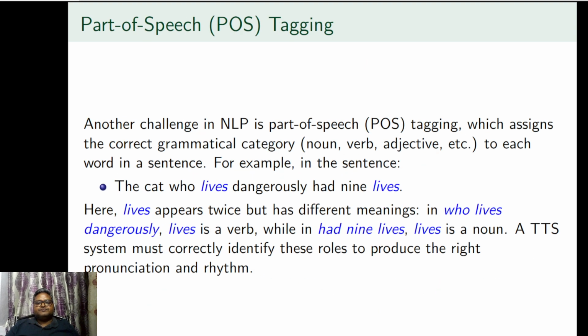Here, if you see another challenge: "The cat who lives dangerously had 9 lives." Here, the first "lives" is a verb, and the second "lives" is a noun. So the parser should be able to identify which one is noun and which one is verb.